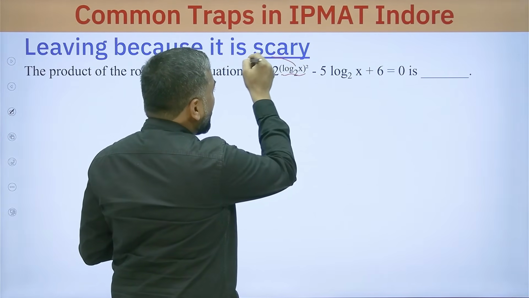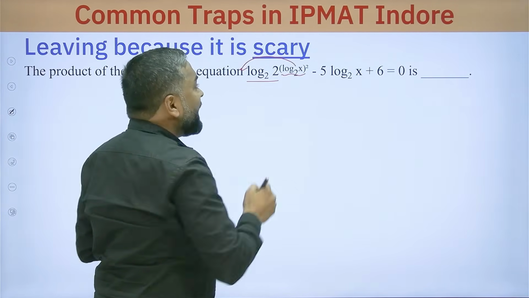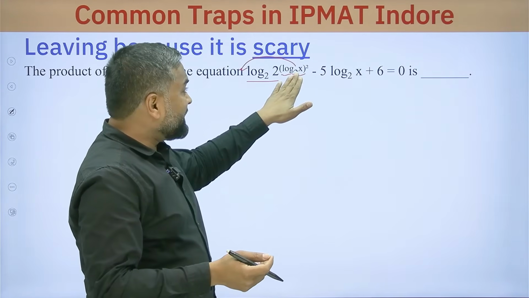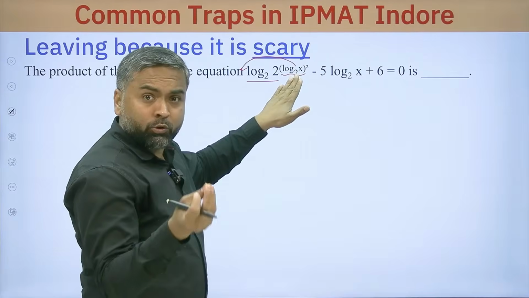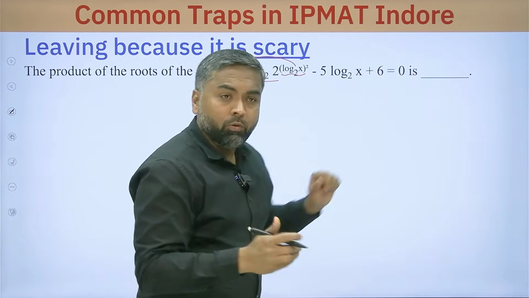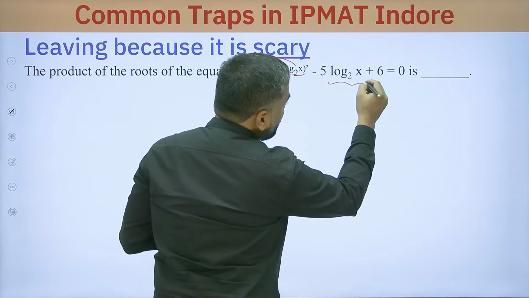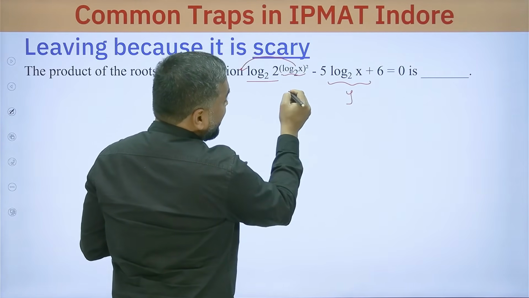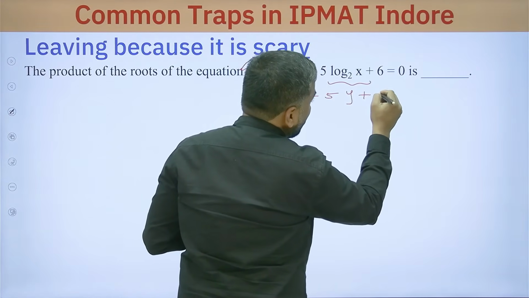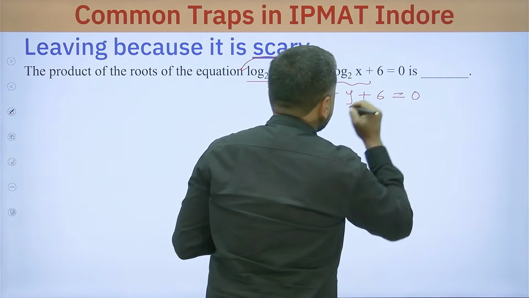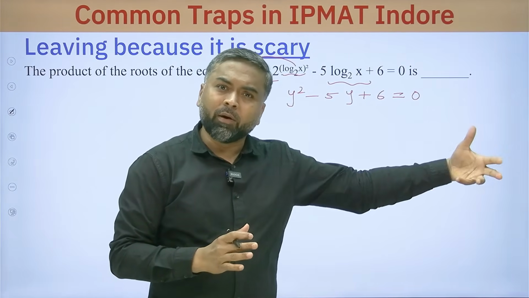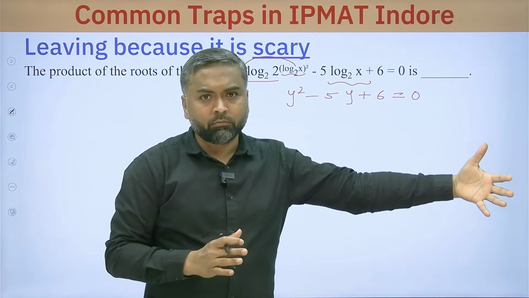This power will come outside, and what you will be left with is log of 2 to the base 2, which is 1. So it is this power, which is (log x to the base 2) the whole square, minus this plus this is equal to 0. Now if I assume this to be y, I'll get y square minus 5y plus 6 is equal to 0. On solving this, you get the values of y as 2 and 3, a very easy quadratic equation.